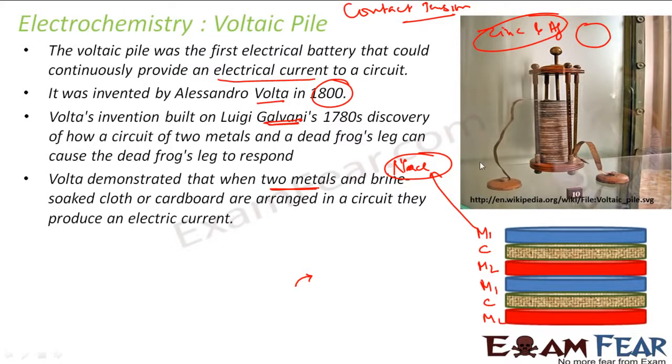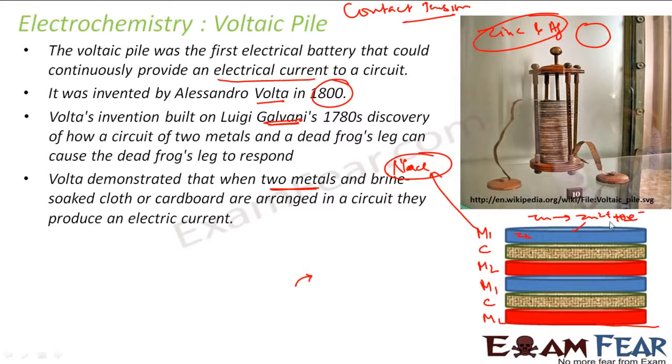Now what happened was, if you connect this end and this end, electricity was produced. So the reaction that took place was, for example, this is my zinc. At zinc, zinc used to get oxidized to Zn2+, and 2 electrons were emitted, because zinc is more stable in the +2 form. We'll explain this when we talk about reduction potentials.